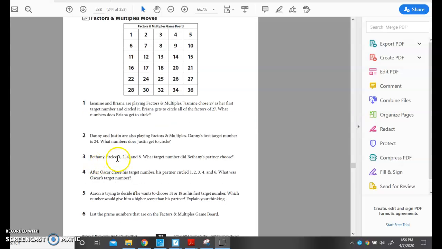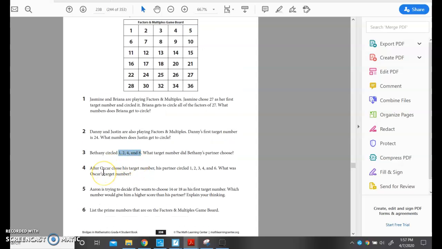Bethany, number 3. Bethany circled 1, 2, 4, and 8. What target number did Bethany choose? So these are the factors of a number. What is the number that these are the factors for? 4. After Oscar chose his target number, his partner circled 1, 2, 3, 4, and 6. What was Oscar's target number? Okay. Again, this is like the factor rainbow. What can you multiply these numbers by to get your original number?